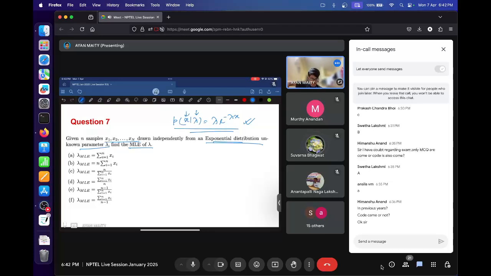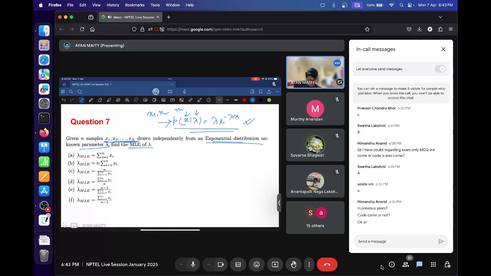So this x can take values x1, x2 up to xn. These are the samples which are given to us. So the likelihood for one data point, probability of x given lambda, equals lambda times e to the power minus lambda x.